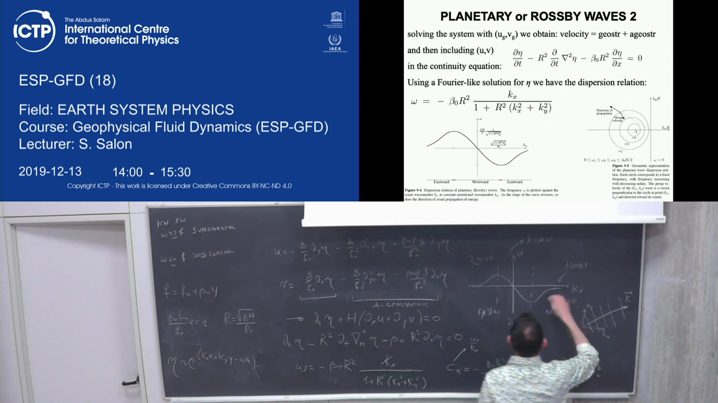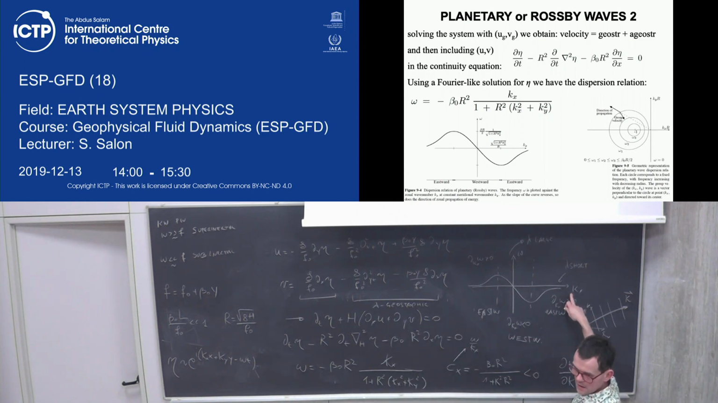So kx is the wave number. So kx is 2 pi over the wavelength in x. Okay? So if it is small, it means the wavelength is large. Yes.